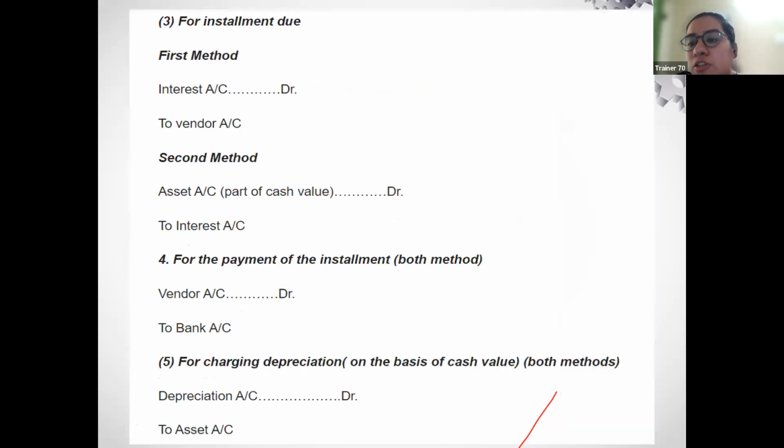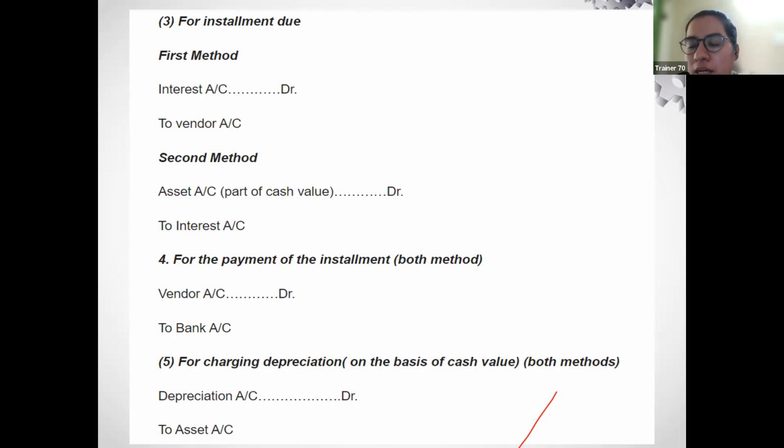Next is when your installment is due. Under that, in the first method, you will say interest account debit to vendor account. And under the second method, you will pass the journal entry as asset account debit to interest account. Now you will think why you are debiting the asset over here, and in the first entry, why you are showing interest. Because under the first method, you have already recorded the asset as yours. So you are making the accounting on the cash price, so the asset is always yours.